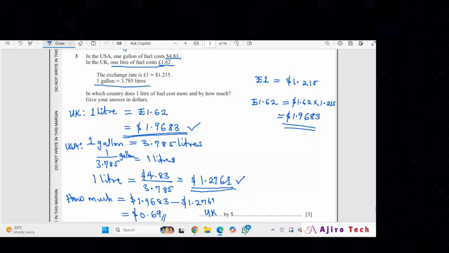If you look at it now, from these two answers we have gotten, we already know that 1 liter of fuel costs more in the UK. But by how much? By how much simply means you have to subtract them. When you subtract them, you are going to have 0.69. So it will cost $0.69 more.